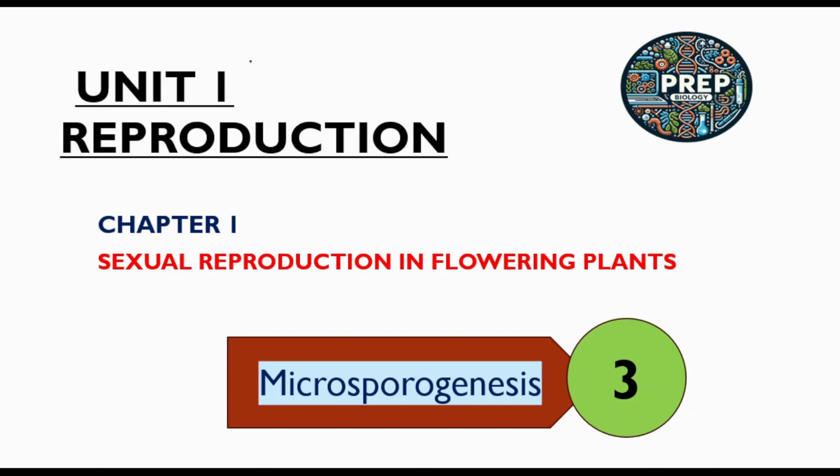So in this lecture, we will continue with Unit 1 of class 12th Biology, that is reproduction. Chapter number 1, sexual reproduction in flowering plants. We have already covered 2 classes of this series. So in this lecture, we will understand about microsporogenesis. This is the class 3rd of this series. Let's start with the lecture.